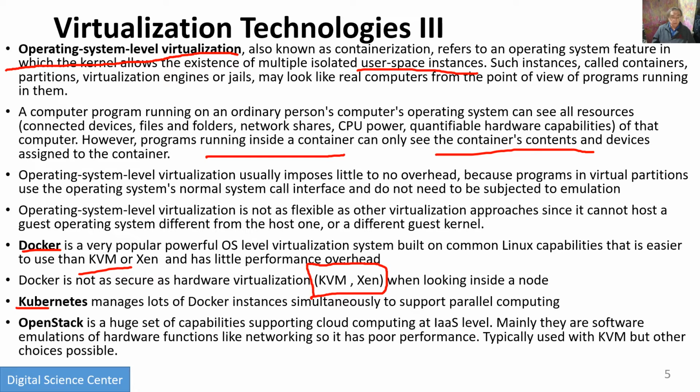And there's Kubernetes, which manages lots of Docker instances, and it therefore supports parallel computing or large jobs or hyperscale computing. Now, we should contrast this with OpenStack, which is not really a hypervisor. It runs on a hypervisor and then manages the cloud. And they do give you software emulations of things that you'd want to have inside your virtual machines. OpenStack typically runs on KVM, but you can run it on the other hypervisors as well.